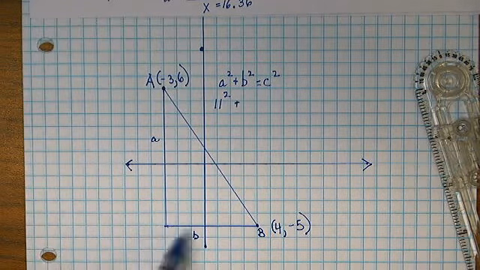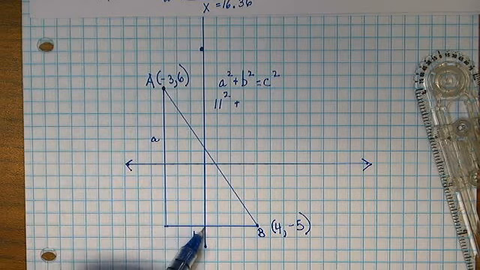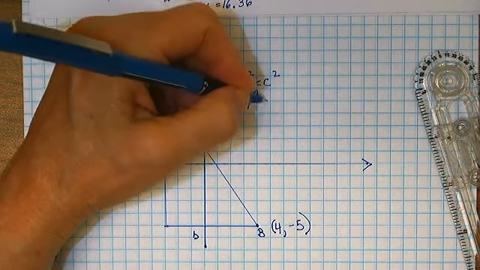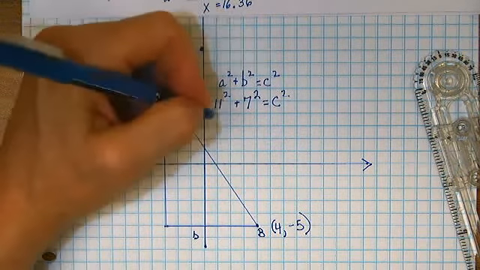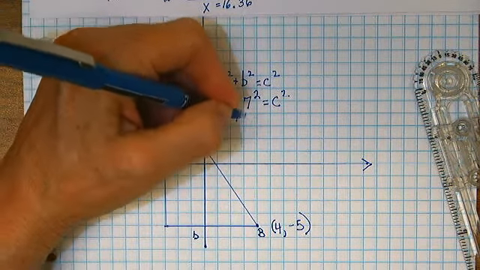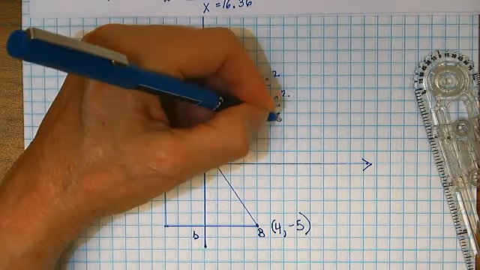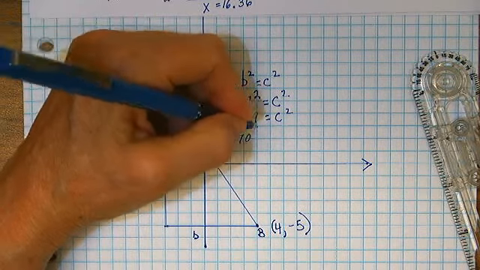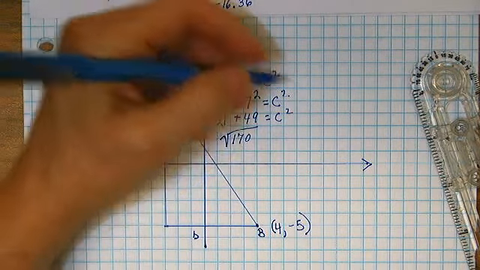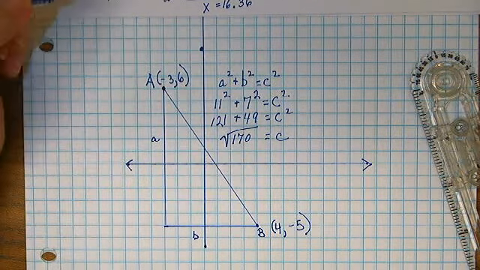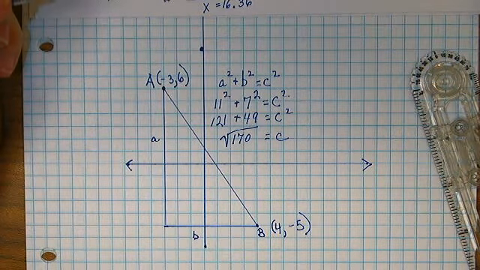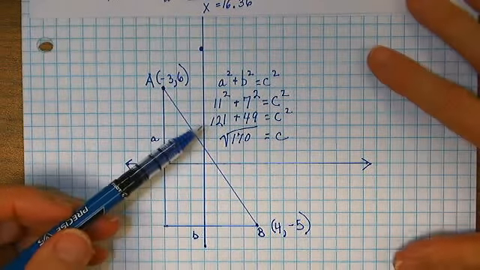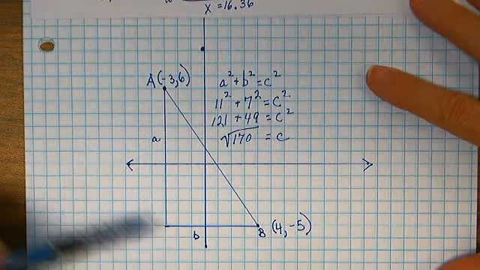B, distance is always positive, 3 plus 4, 7. 121 plus 49 equals C squared. The square root of 170 should be C. Of course, check my arithmetic. I do make mistakes.